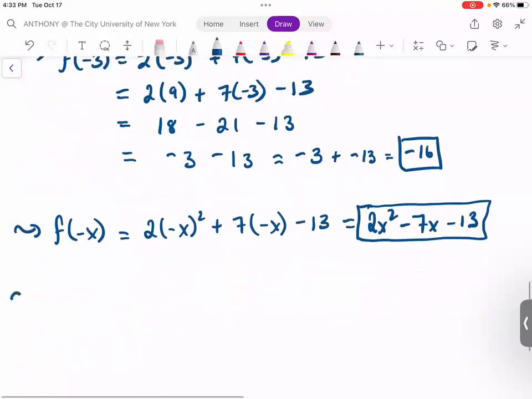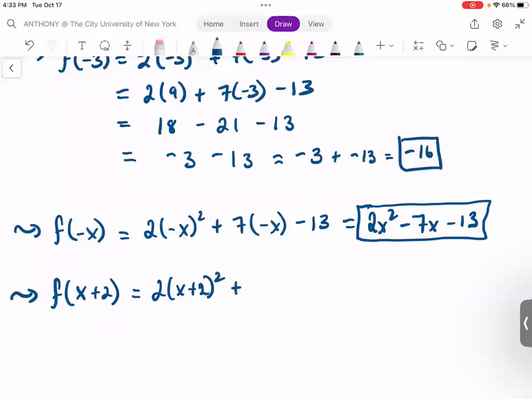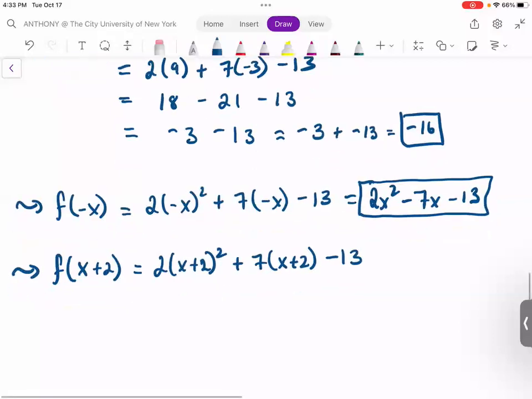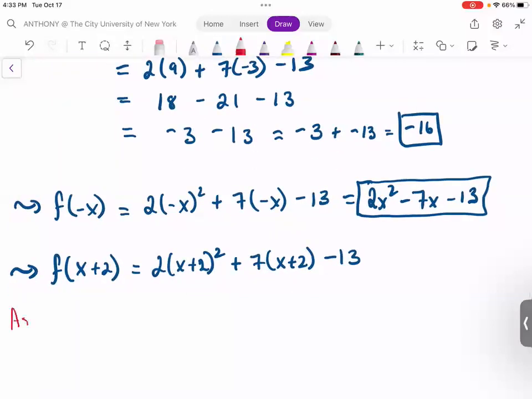So the next one was f of x plus 2. So x plus 2 would imply wherever I see an x, replace it by x plus 2. So this gives us 2 times (x plus 2) squared plus 7 times (x plus 2) minus 13. So just an aside, just like what I did in the previous parts, you first deal with the exponents, namely where you have to expand the (x plus 2) squared.